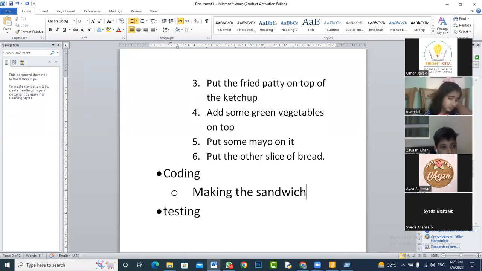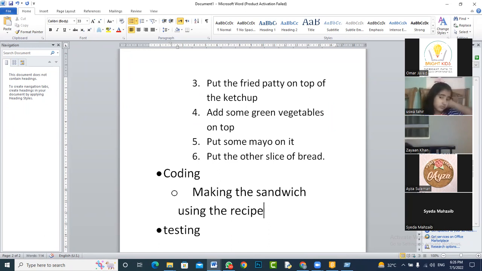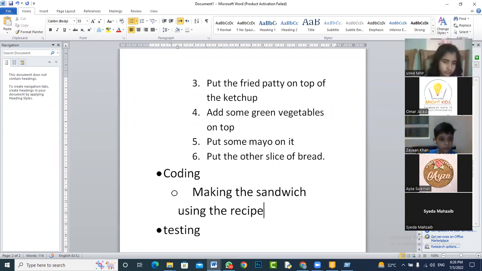So the next step in the coding is that you are going to physically make a sandwich. But how would you make a sandwich? Making the sandwich using the recipe. Yes. So whatever algorithm you had written before, now you are going to follow that algorithm and make the sandwich physically that you can eat now. Fine. Now comes the last part, which is testing. Yes, Usma, you want to say something?